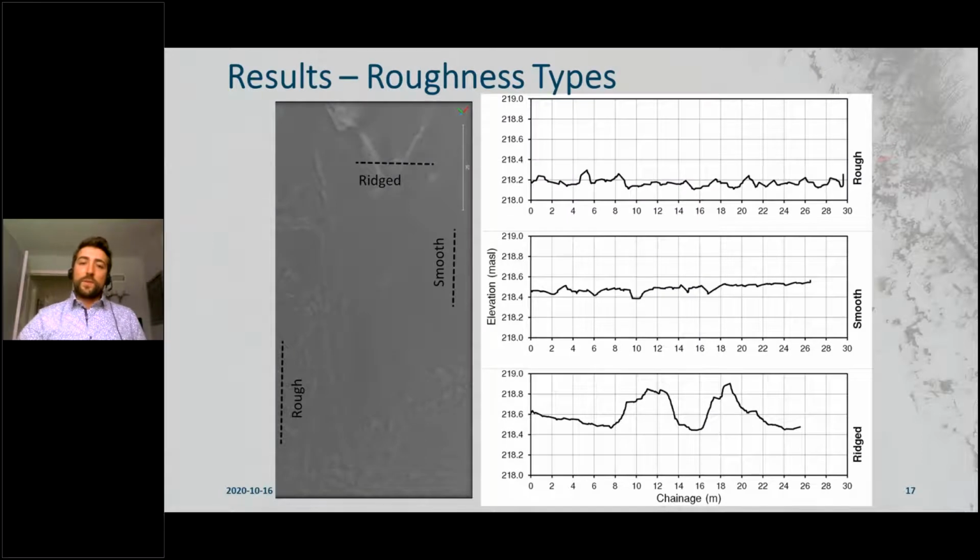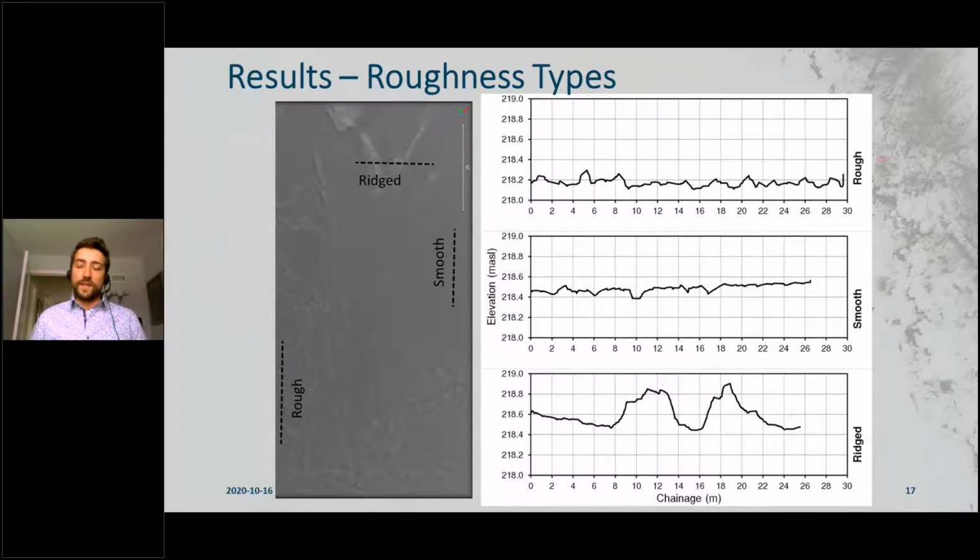Just moving on to some more observational results. From some of our 3D surfaces, about 3 different forms of ice roughness were observed. So the first in the upper right corner is generally termed rough ice, which was mostly observed in the turbulent sections of the river and seemed to be composed of crushed and stacked frazzle pans. And you can see on the profile that it is quite rough.